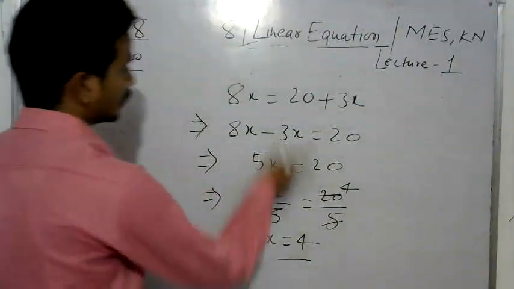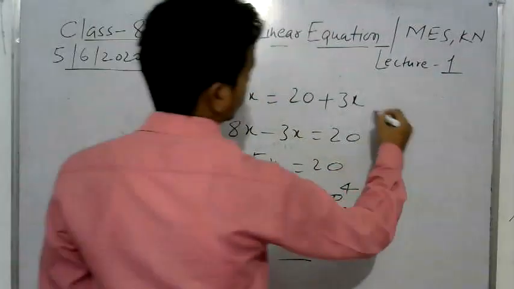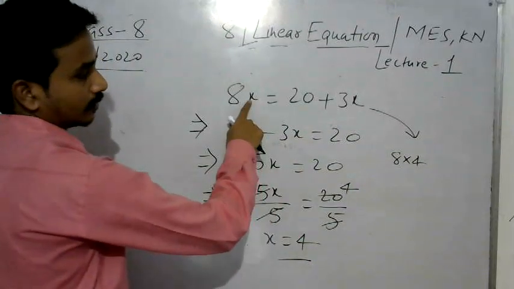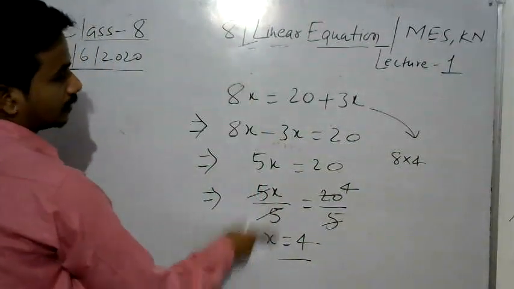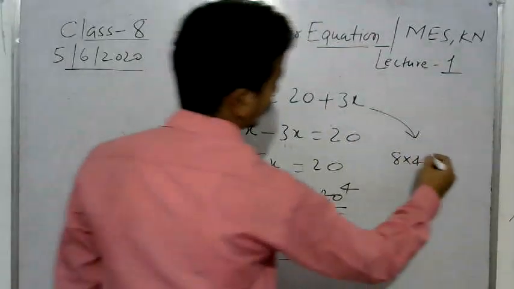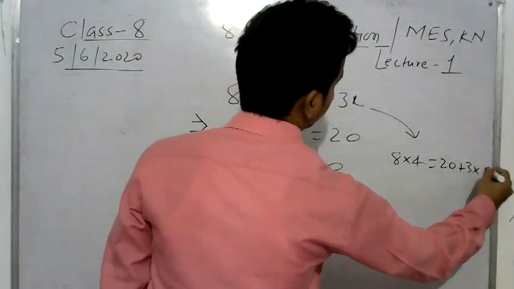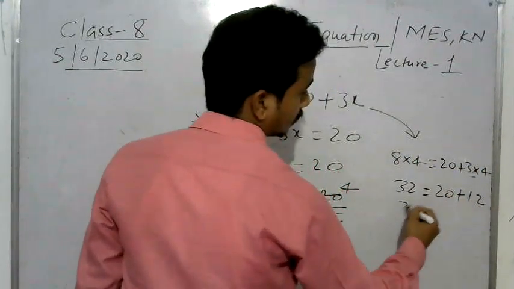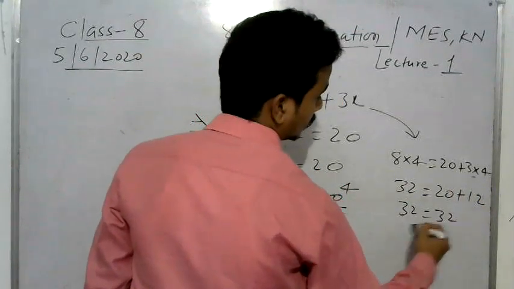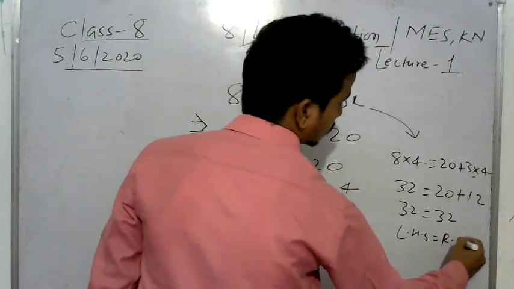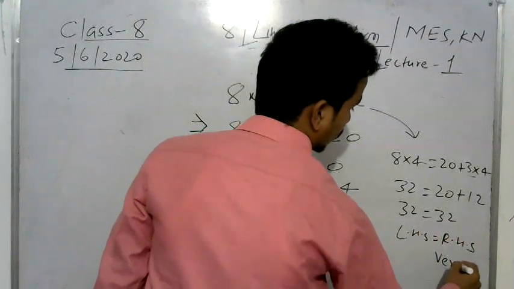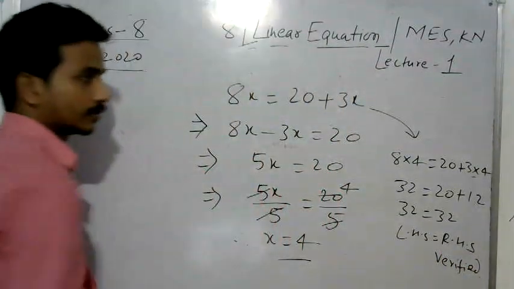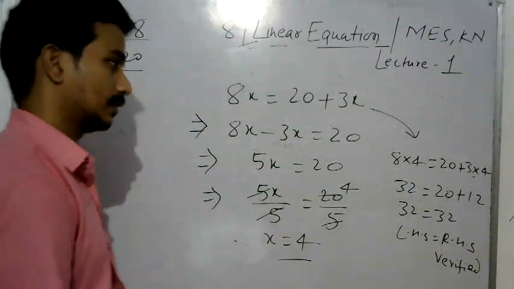And you can verify it also. How can you verify it? Just put the value of x in the original equation. So what will you get? 8 into 4 equals 20 plus 3 into 4. Here 8 times 4 is 32, and 20 plus 3 times 4, which is 12, gives 32. So 32 is equal to 32. So LHS equals RHS. Hence our answer is true. If LHS equals RHS, then your solution is correct. Otherwise, it is incorrect.